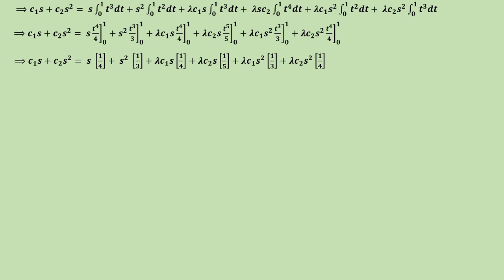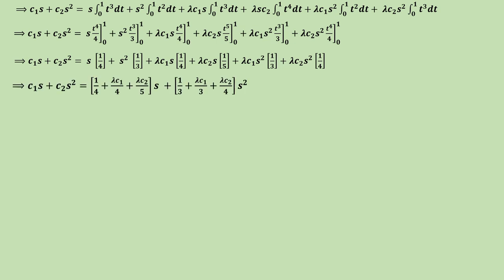Substituting upper and lower limit, c1 s plus c2 s square is equal to s, only the upper limit, since the lower limit is 0, so all terms become 0 when you apply the lower limit. So applying the upper limit: s into 1 by 4, plus the second term s square into 1 by 3, plus lambda c1 s 1 by 4, plus lambda c2 s 1 by 5, plus lambda c1 s square 1 by 3, plus lambda c2 s square 1 by 4.